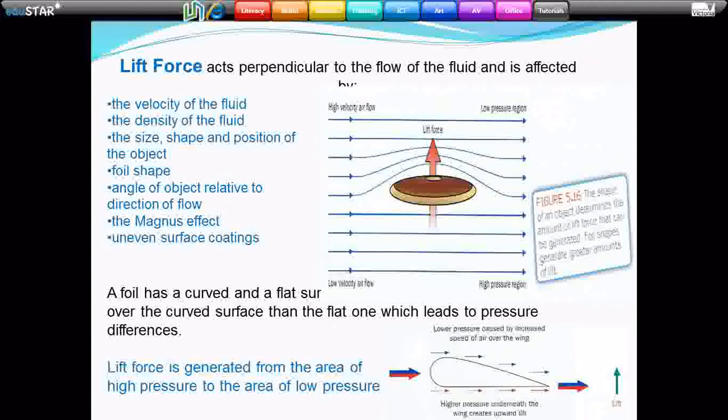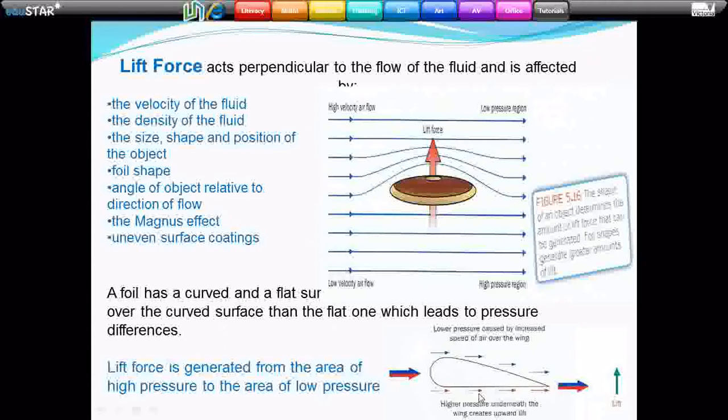One of the final ones we're going to talk about is a lift force. So a lift force acts perpendicular to the flow of the fluid. It's affected by a number of different things, so the velocity of the fluid, density, size and shape, foil shape, etc. But a lift force is used when we look at planes. So planes create a lift force. They obviously have their engines which propel them forward, and then they'll use their wings to create a lift force which allows them to fly through the air.